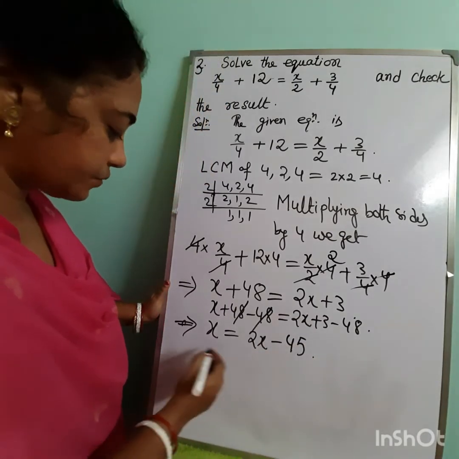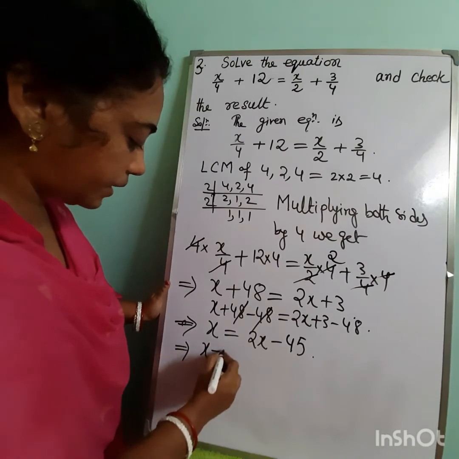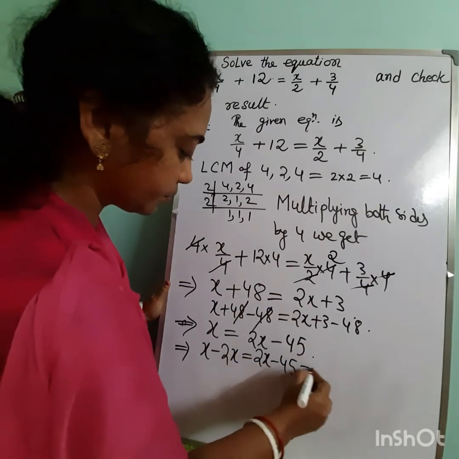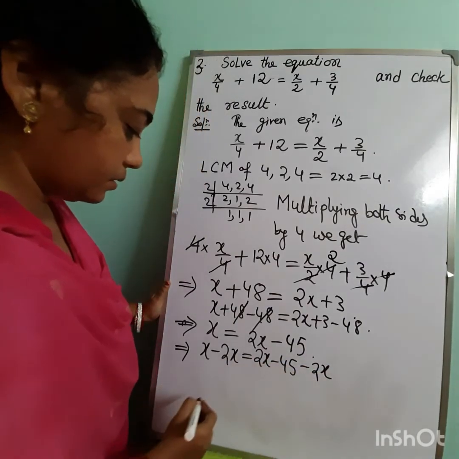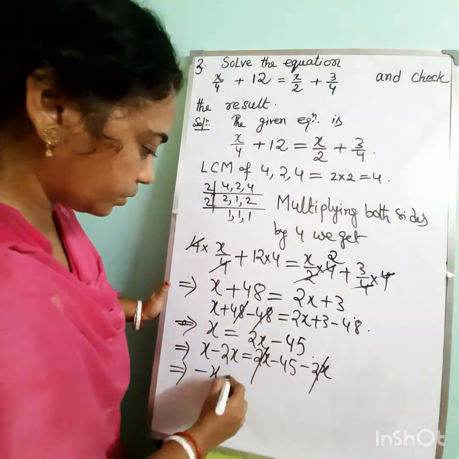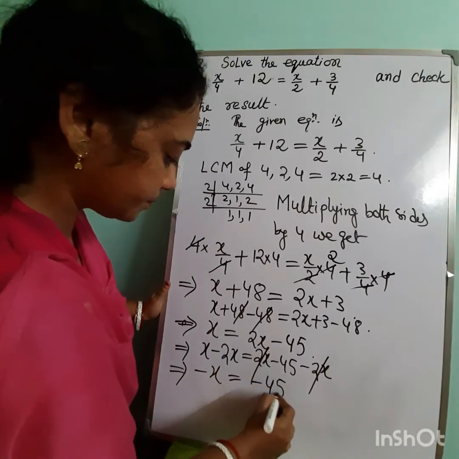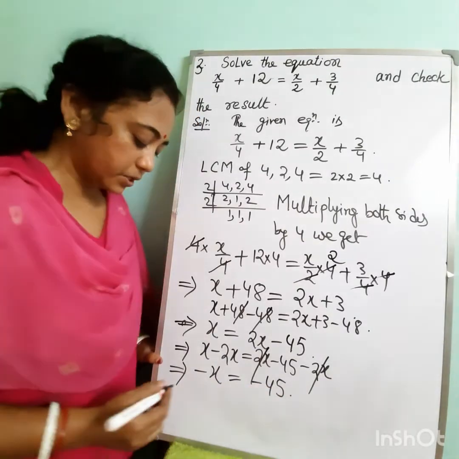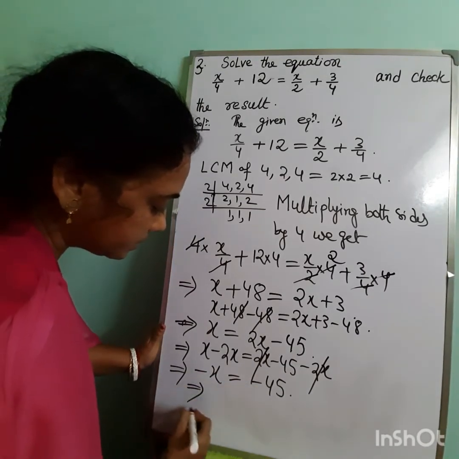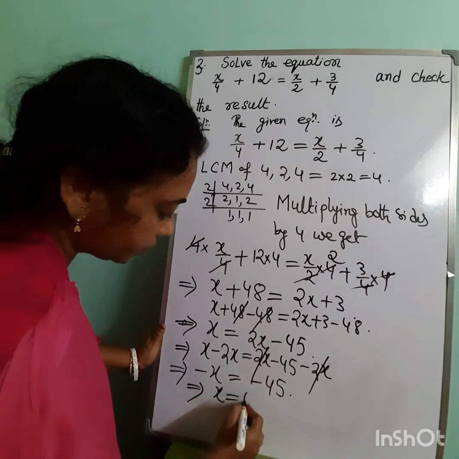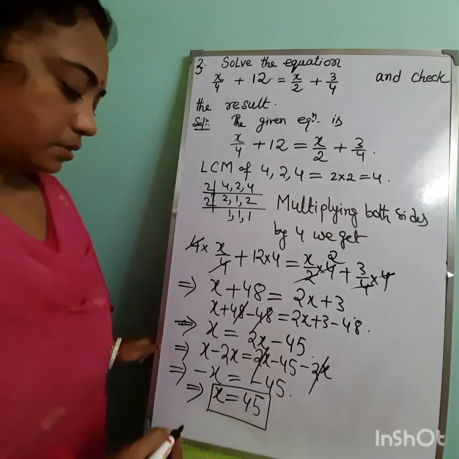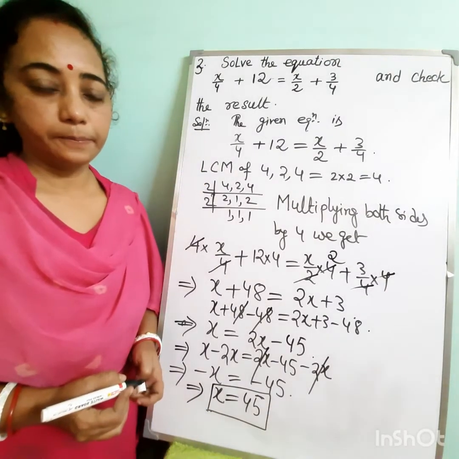Again subtracting 2x from both sides, we get x minus 2x is equal to 2x minus 45 minus 2x. So this 2x will cancel out. So this implies minus x is equal to minus 45. Now multiplying both sides by minus 1, or we can also directly cancel the minus signs. So this implies x is equal to 45. So x equal to 45 is the solution of the given equation.